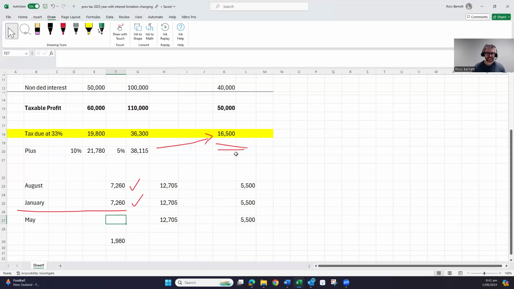So we're looking at 16,500 as our tax that we're expecting for the whole year. We have already paid 7,260. We've already paid another 7,260 in January. So for our May installment, we would pay the difference, which is $1,980. That would be the payment we would make on 7th of May 25. And we would not estimate again.